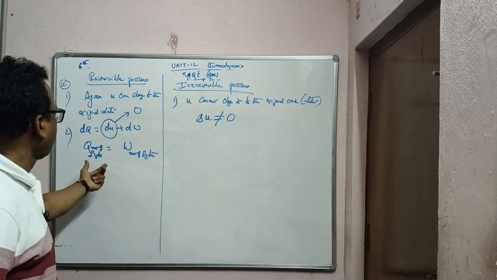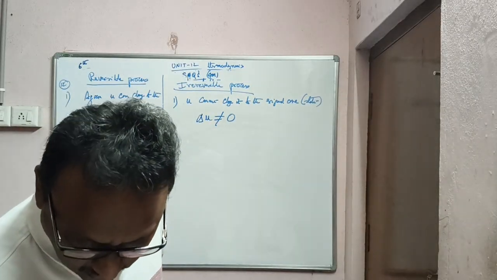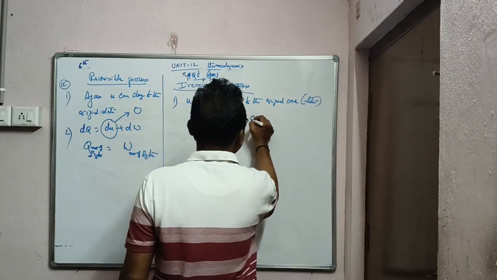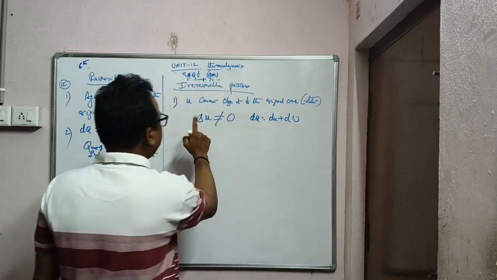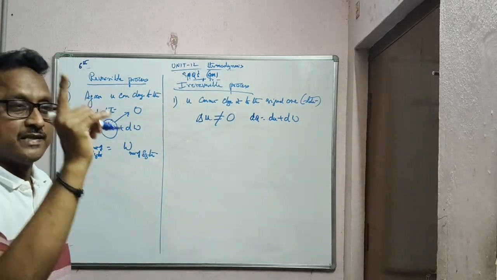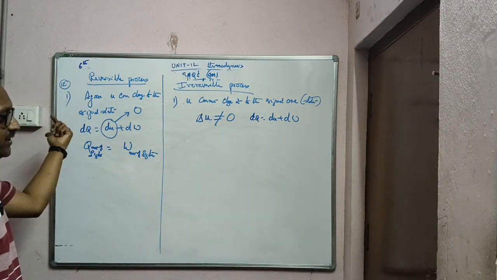Okay? That is why we wrote Q net is equal to W net of the system. You can write down here dq is equal to du plus dw. du is not equal to 0. Why? Because the initial and final points are not the same. In the reversible case it is the same because it is coming to the same point.